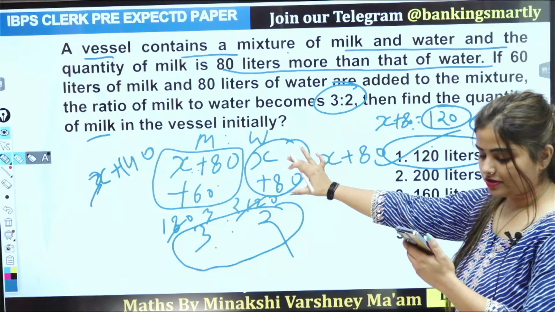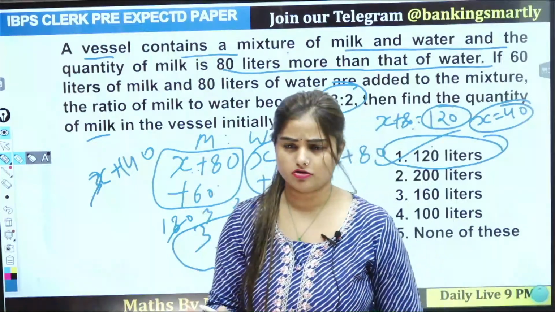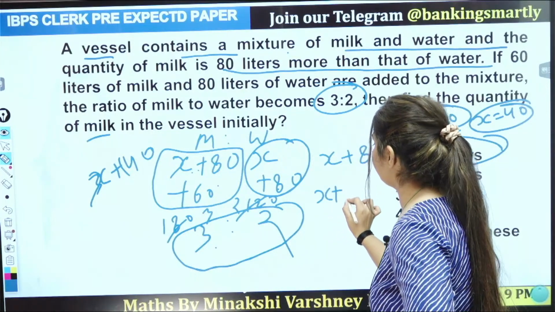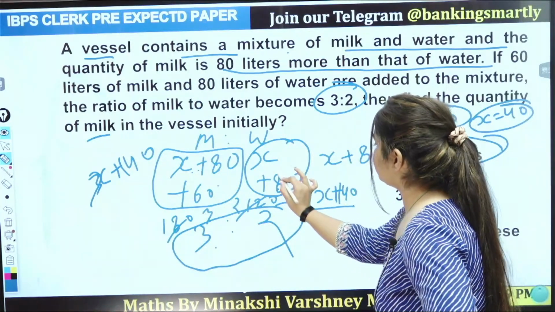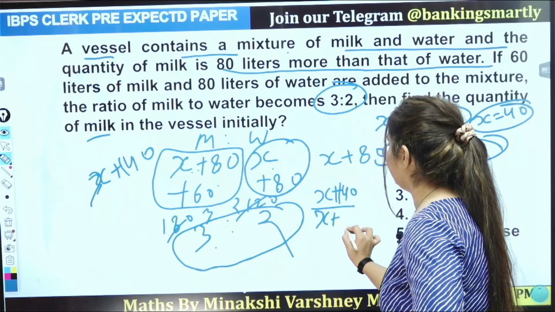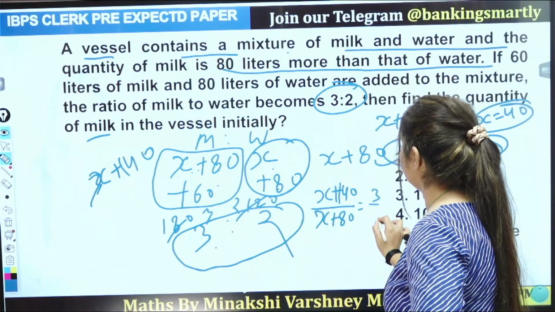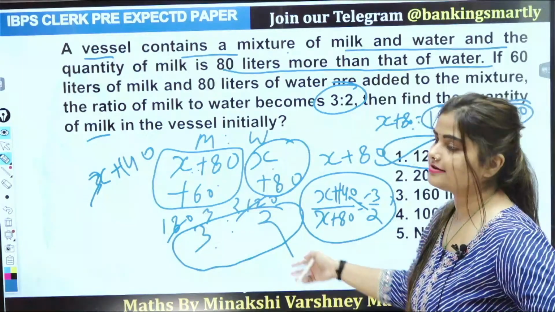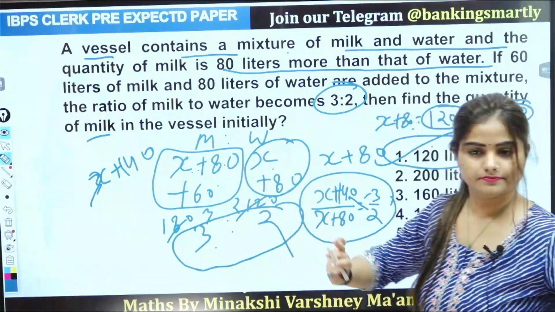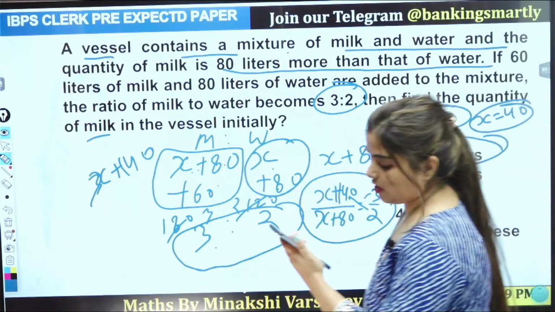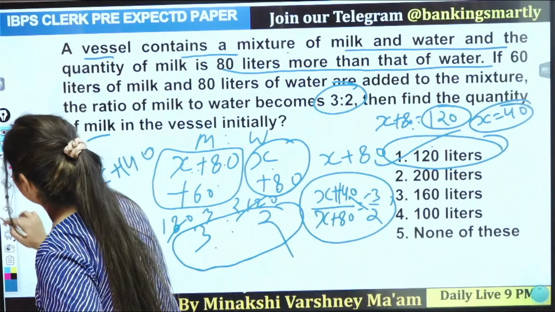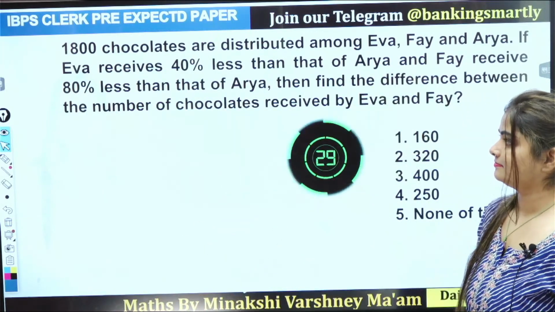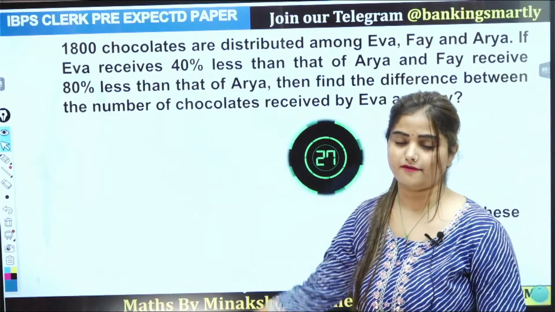Done with this question, you can go with the simple method also. I will tell you. If your final milk is x plus 140, and your water is x plus 80, and the final ratio is 3:2, you can go with this also: cross multiply and find the value of x, and the final answer is x plus 80. Okay, you can go with this method also. This is your call. Next, do this question. Simple prelims level.